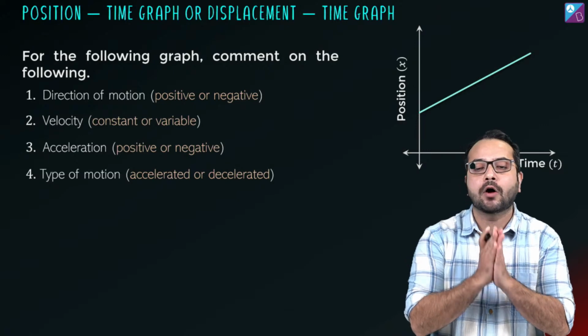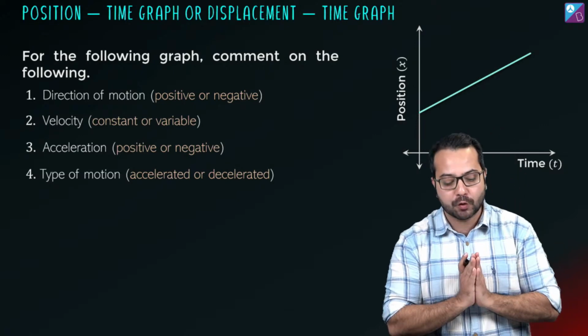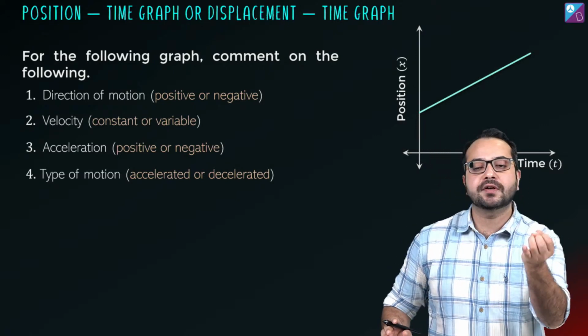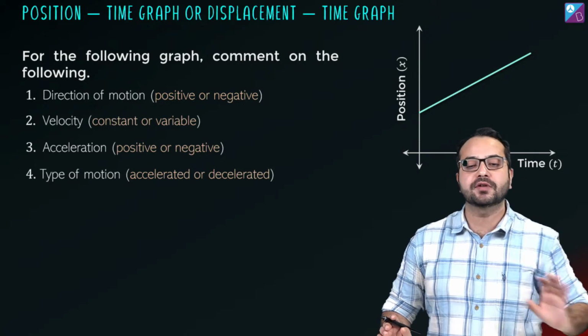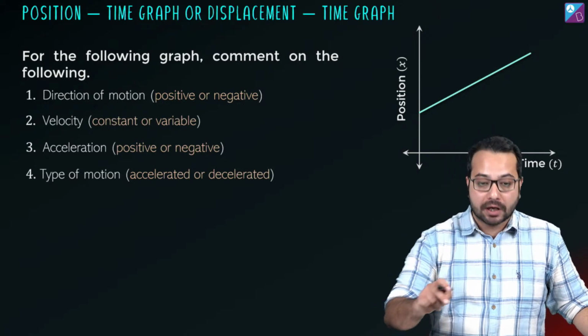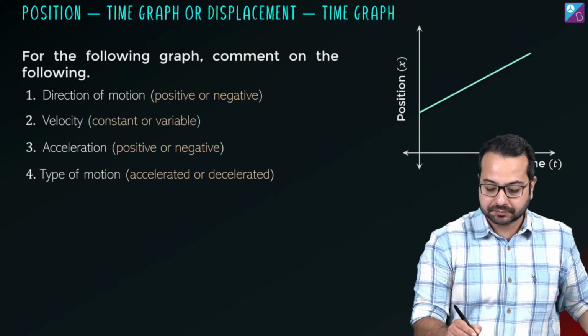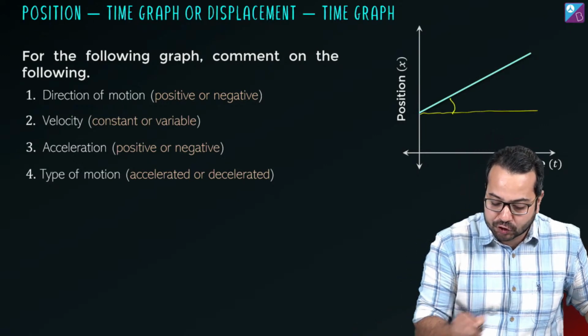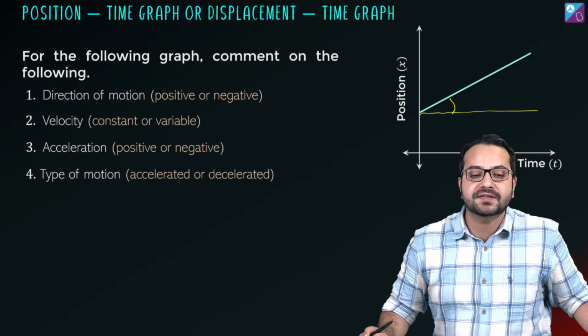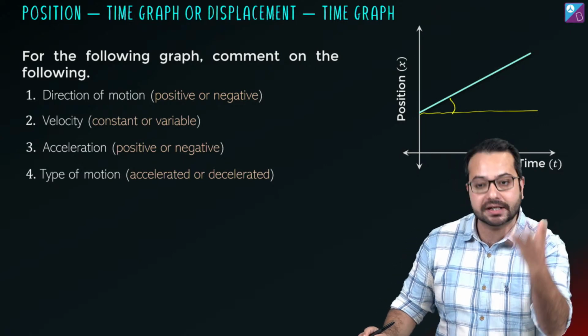ओके, तो थिंक, हाउ डू वी हैव टू थिंक? ठीक है, सोचो, हाउ डू वी हैव टू थिंक? वी हैव टू थिंक इन टर्म्स ऑफ स्लोप. पहली चीज, वी हैव टू थिंक इन टर्म्स ऑफ स्लोप. ओके, नाउ व्हाट डज द स्लोप गिव? If I calculate the slope, what is it going to give us? It is going to give us the velocity.